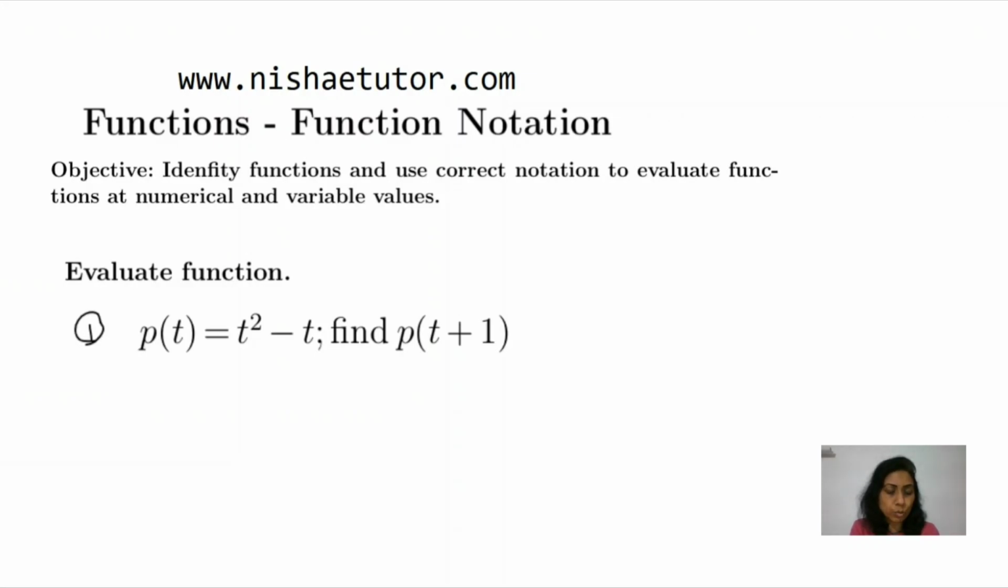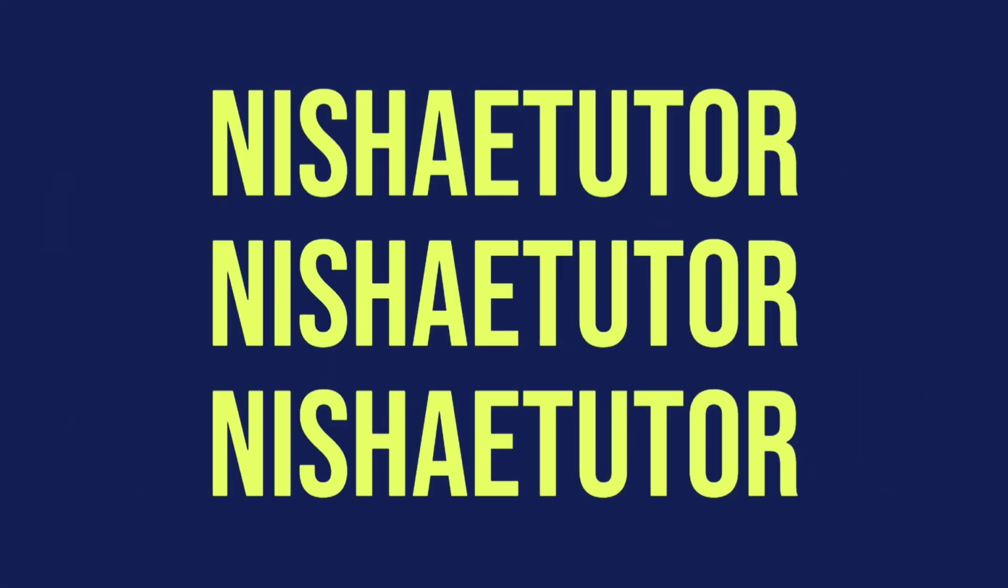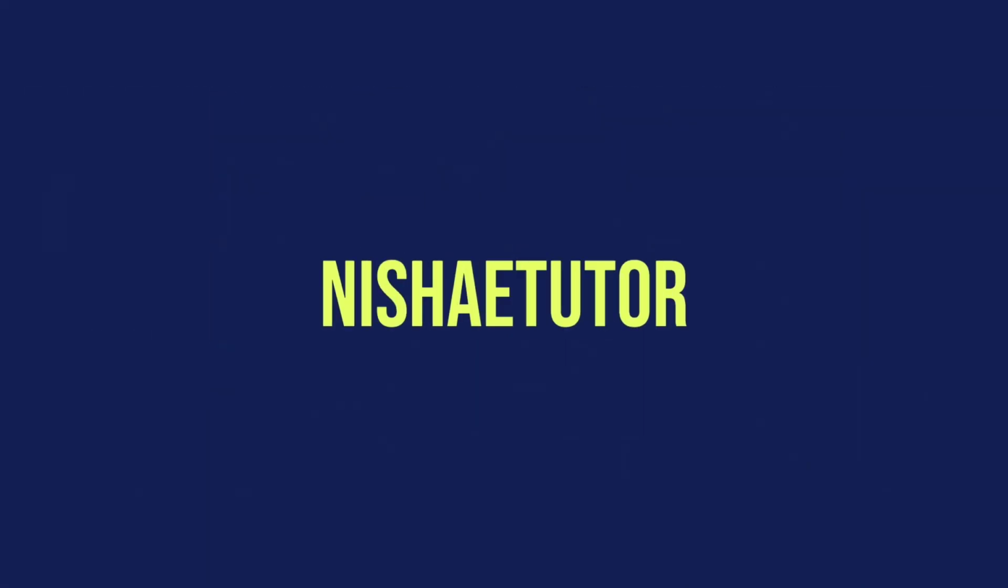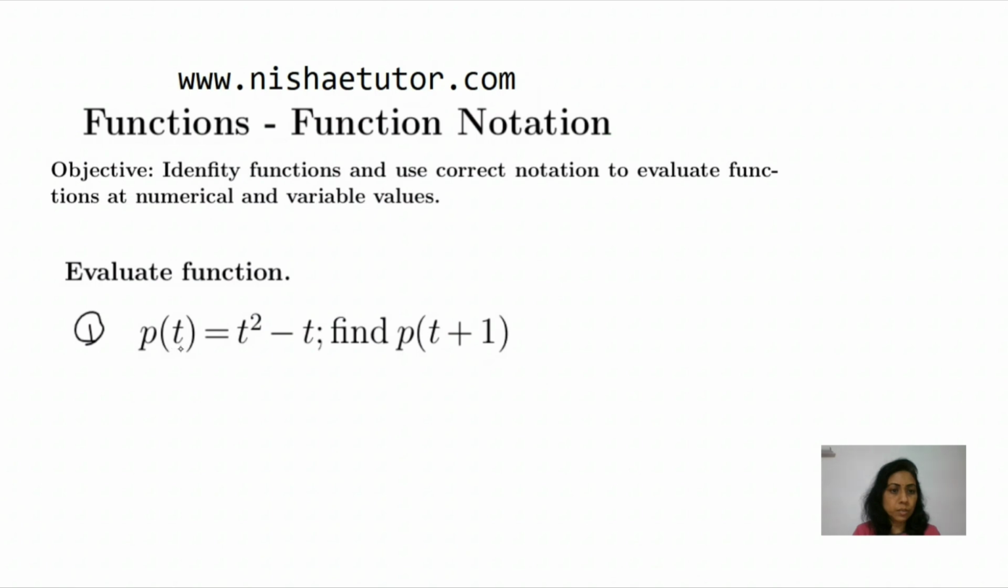Here I am taking two questions. First one is p(t) = t² − t. Find p(t + 1). So here in this function, t is replaced with t + 1. We substitute t + 1 here.